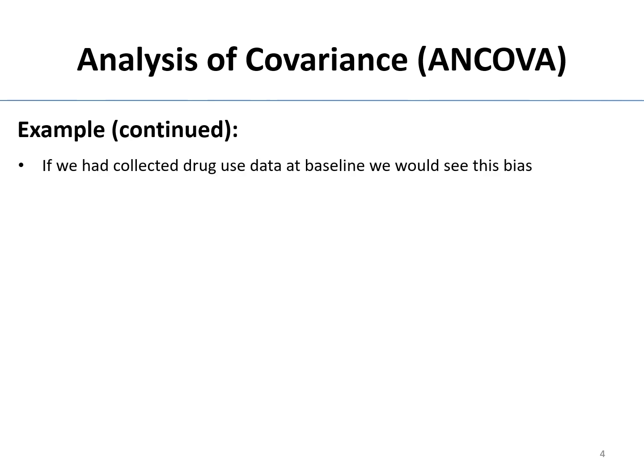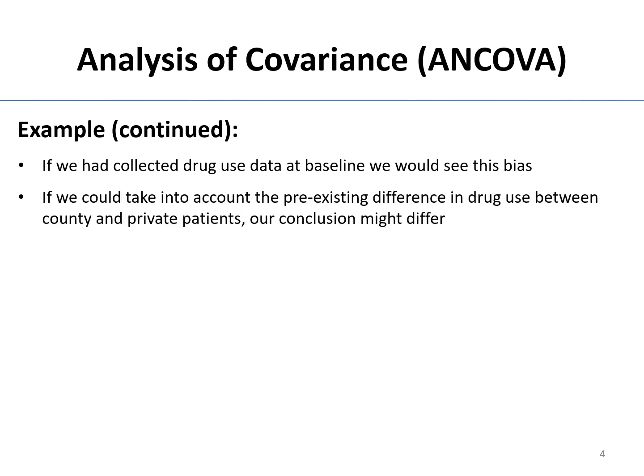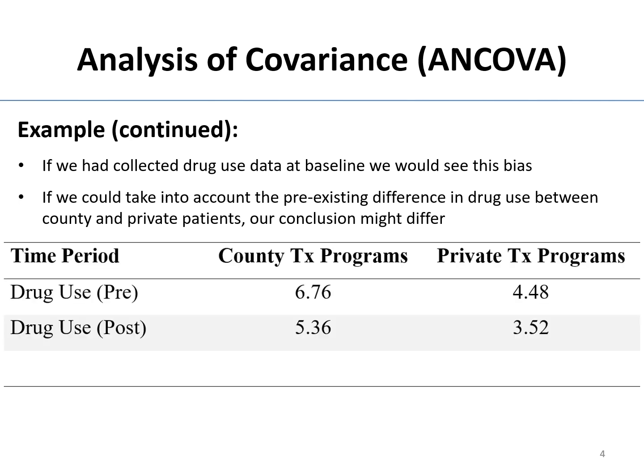All right, well, what if we had collected the baseline drug usage, like I said we had in this example? We could see the potential bias that the more hardcore users go to county. So if we could take into account that pre-existing difference in drug use between the county and private programs, our conclusions about program effectiveness might differ. So let's say here's the data.